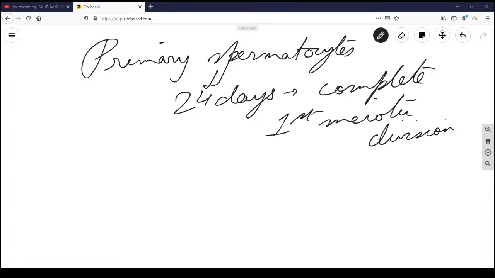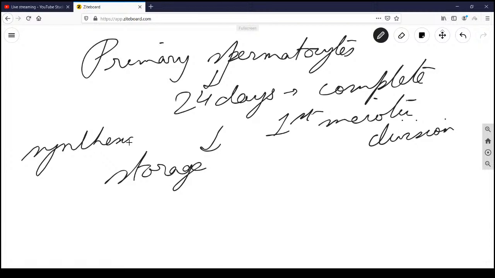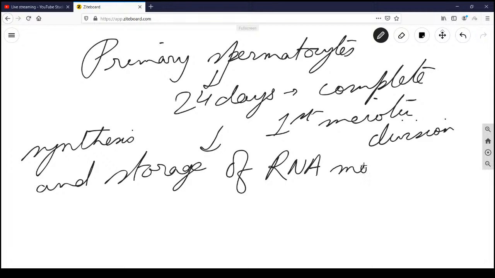Now during this time, the developing sperm, that is the primary spermatocytes, use a strategy similar to that of the egg. What is the strategy? Producing in advance molecules that are needed at later periods when changes occur very rapidly, meaning that it will involve the synthesis of a variety of RNA molecules and storage of RNA molecules. You can say synthesis and storage of RNA molecules.